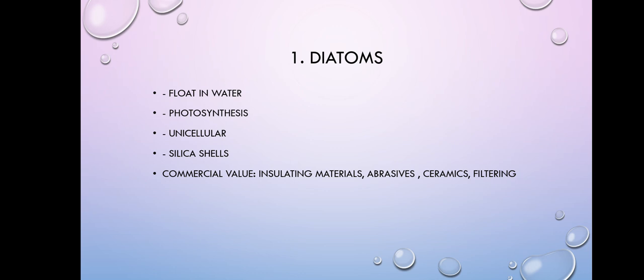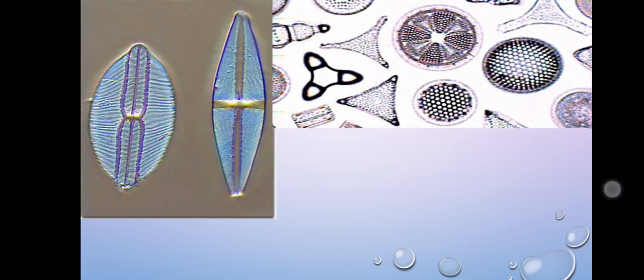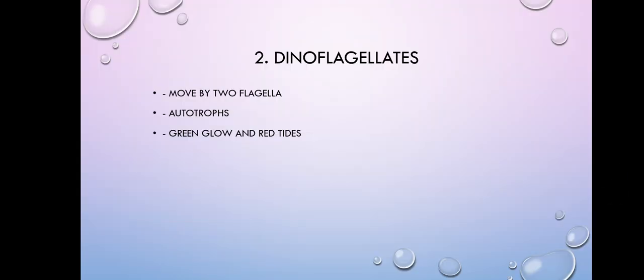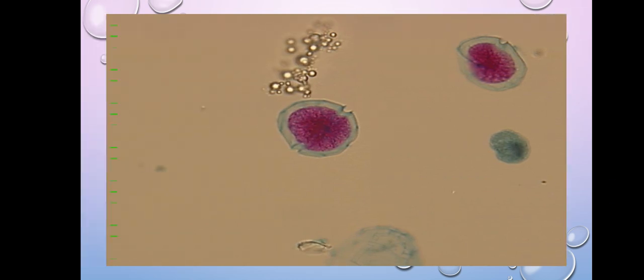Diatoms carry out photosynthesis, are unicellular, and have silica shells. Commercial uses include insulating materials, abrasives, chemicals, and filtering. And this is how diatoms look. Dinoflagellate, number 2: they move by 2 flagella, are autotrophs, and cause green glow and red tides. These were dinoflagellates.